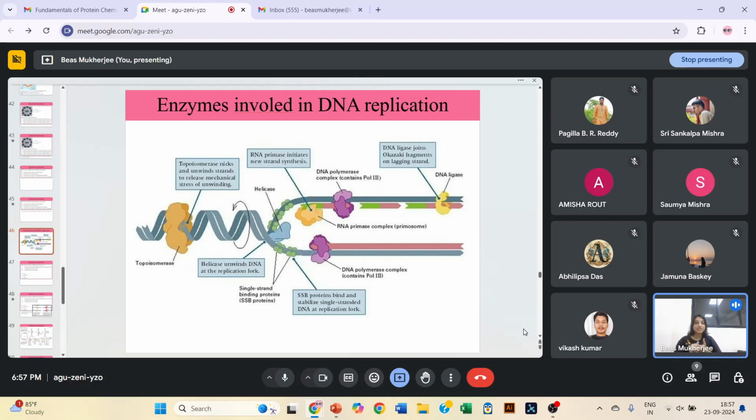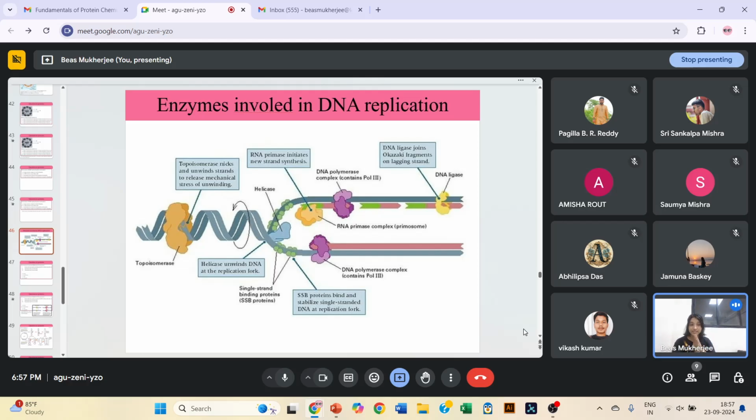Now, what happens? The single-stranded binding proteins come and bind to the single-stranded open region of the replication fork and stabilize them and prevent them from rewinding. Then we have topoisomerase.